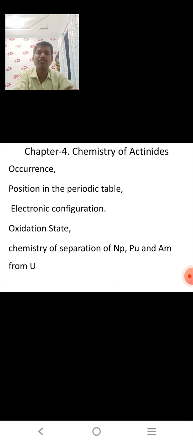So how we can prepare neptunium, plutonium and americium from uranium ores or uranium isotopes by bombarding alpha or beta particles on those particular radioactive elements.